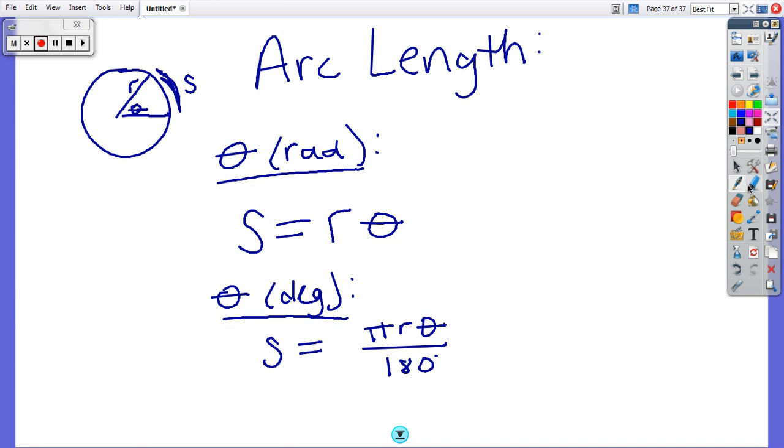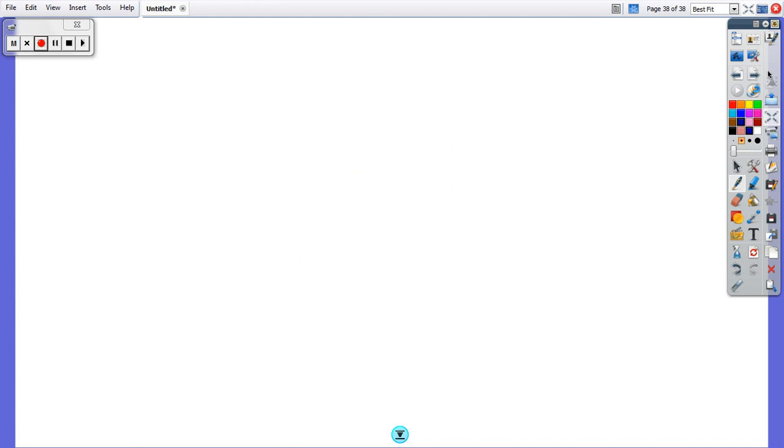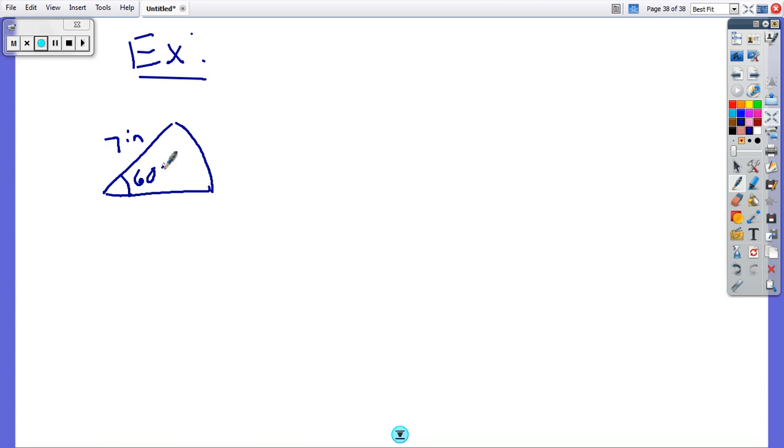Let's try an example. This example asks you to find the perimeter of a slice of pizza. It says that the perimeter of a 60-degree slice of large pizza with a 7-inch radius is how much? So I draw my pizza. I know it has a 7-inch radius, and theta is being measured in degrees, so we need to use that second formula.